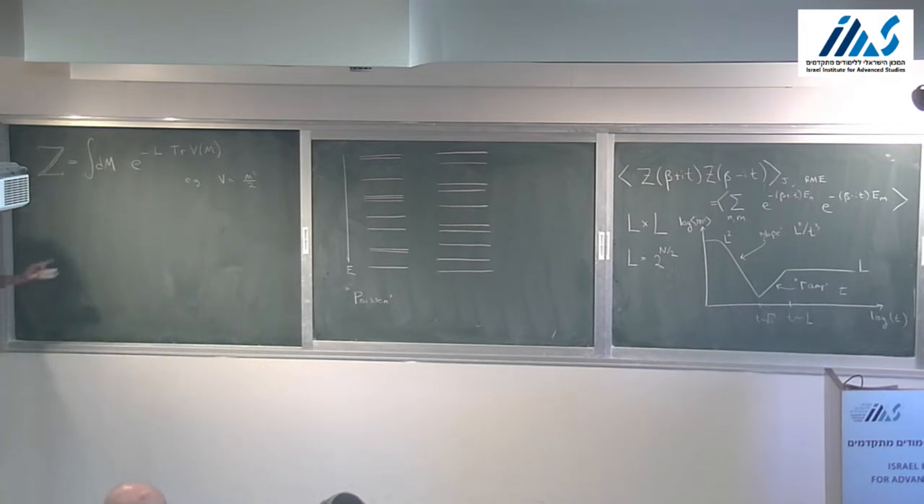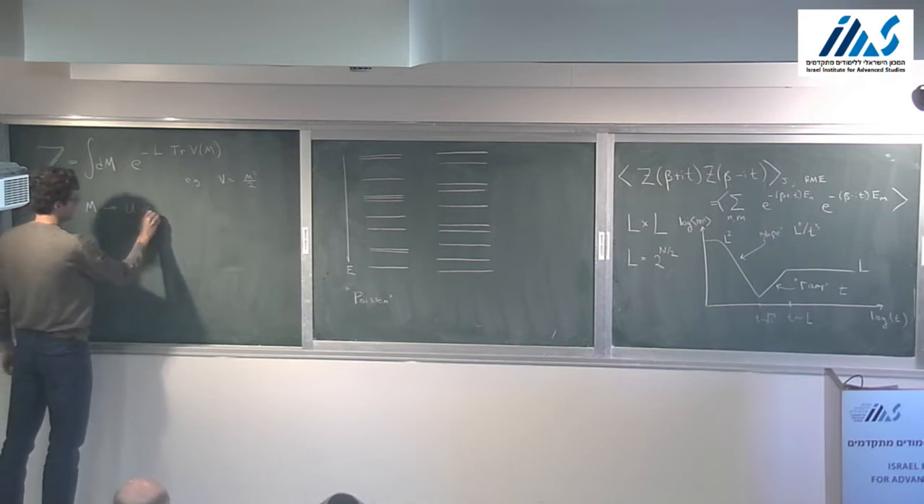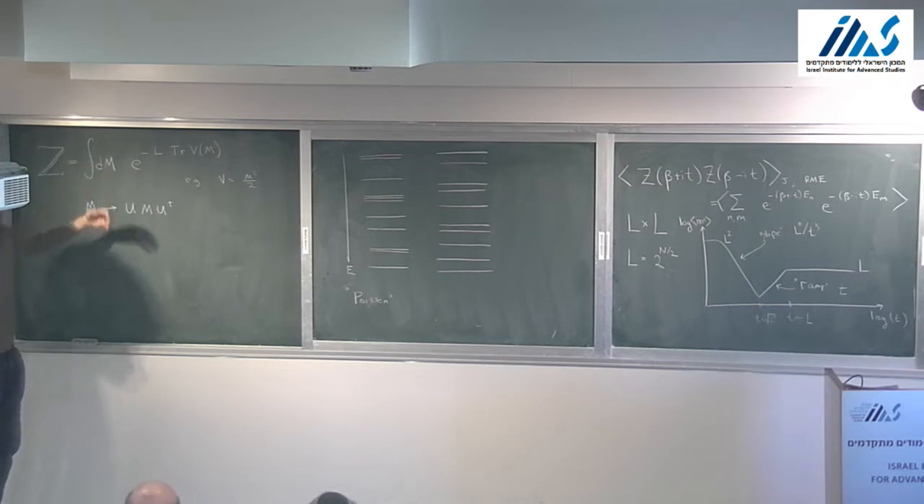Now, we're interested not just in the properties of the matrix as a whole. We're interested in the properties of the eigenvalues. And so from that perspective, it's useful to think about M going to U M U dagger as a gauge transformation, so that only the eigenvalues are gauge invariant quantities. We can represent this integral just in terms of an integral over the eigenvalues. So in other words, we can understand the probability distribution for the eigenvalues by doing the Faddeev-Popov procedure to gauge fix this integral.